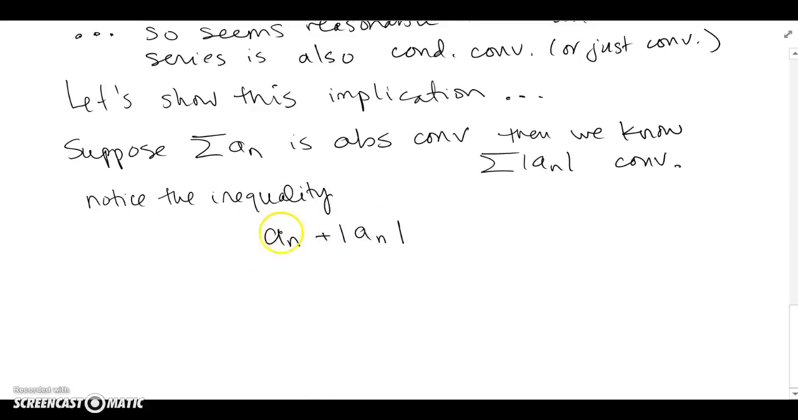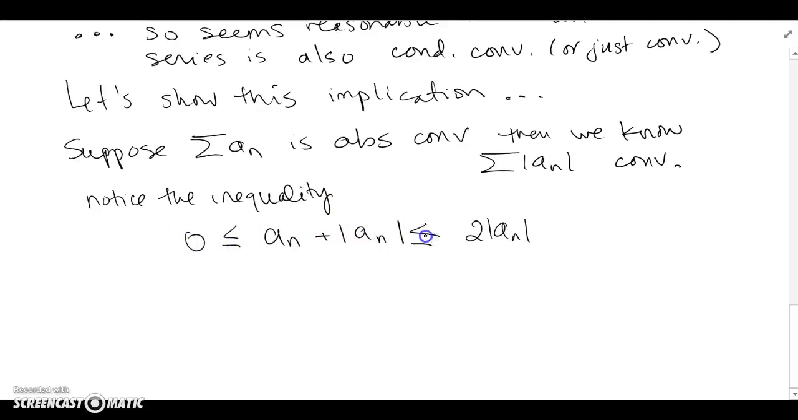So notice what happens when I create this inequality. If I take a sub n, just the general term of this series, and take the absolute value of a sub n also, I can have two things happen. If the term is positive, its absolute value is also going to be positive, so I'm going to get double the value of that term, twice what I had if a sub n is positive. If a sub n is negative, well, a sub n will be negative, its absolute value will be positive, and the two guys are going to cancel each other out and go to 0.